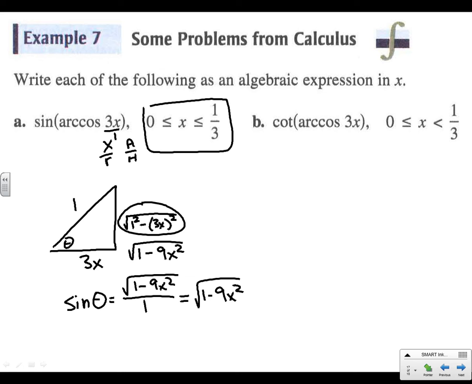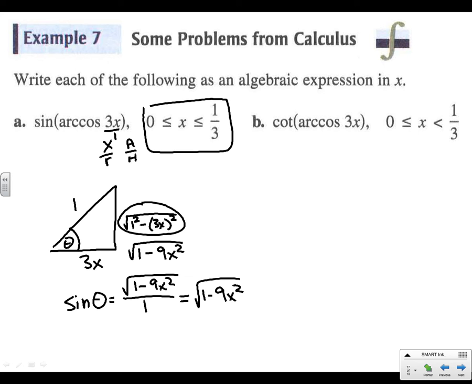All right, the principles are exactly the same, but now we're getting a little more complex with the algebra. So let's try it again with B. We're going to do a similar type problem here. We've got 3x, and so arc cosine of 3x. We've got the same triangle, so let's use this triangle we've already drawn. Let's do the cotangent this time.